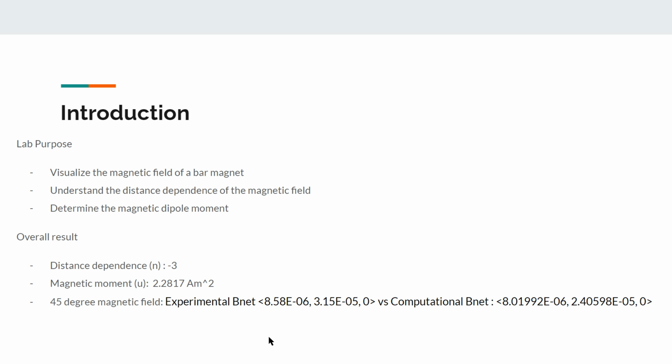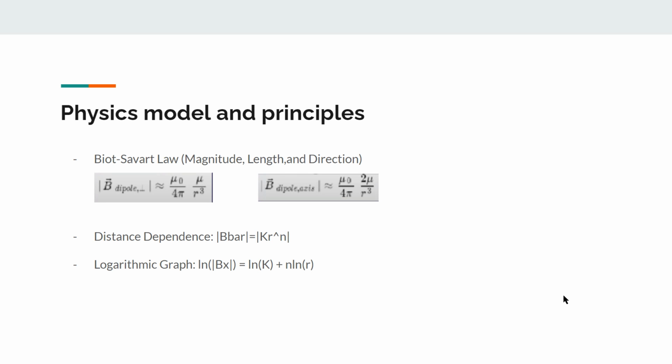I got the distance dependence as -3, the magnetic moment as 2.2817, and both the experimental and computational magnetic field at 45 degrees. These are my main physical principles. I use the Biot-Savart law to determine the magnetic field by magnitude, length, and direction. To determine the distance dependence value, I use the second formula, and I calculated the m value in the second formula using the third one. The third formula is useful to make the linear graph by logarithmic change.